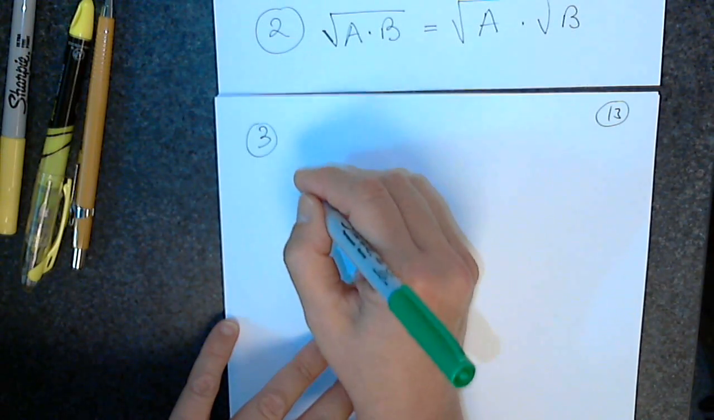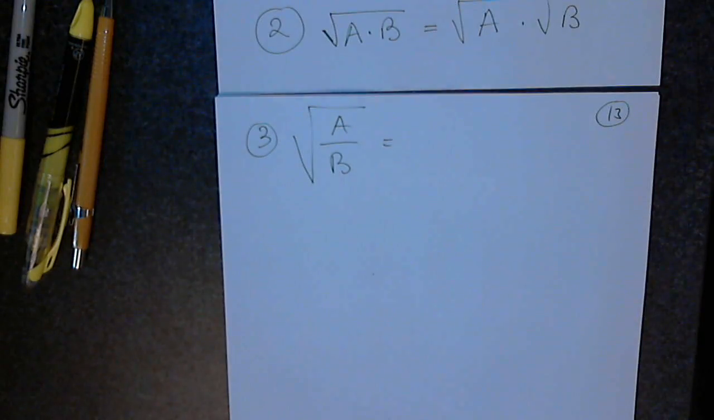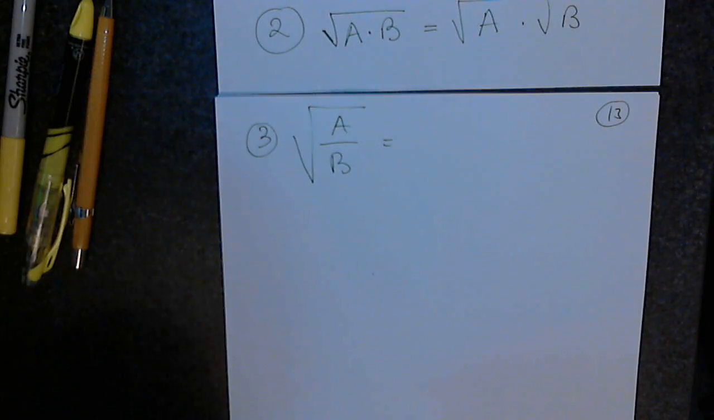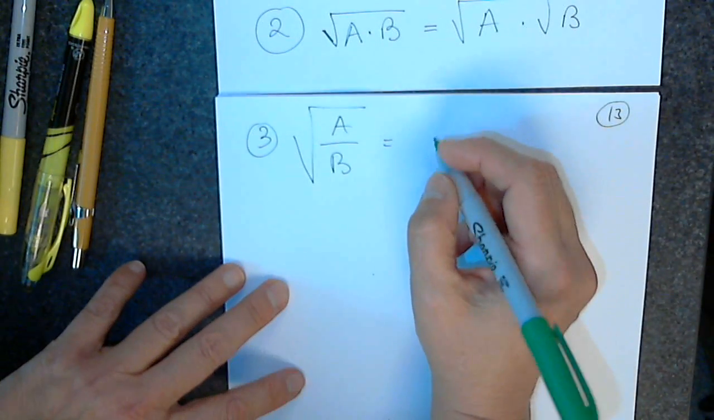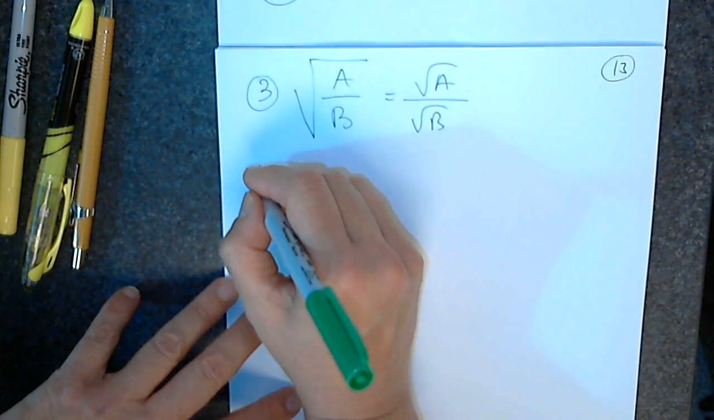Now the third rule, what do you think about this? When the radicand is a ratio, a wild guess, what will this equal to? The square root of a over the square root of b. Absolutely.